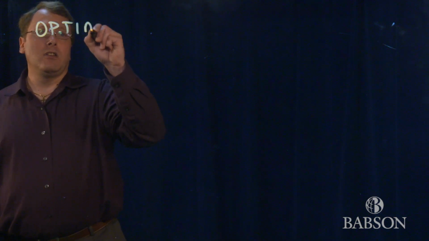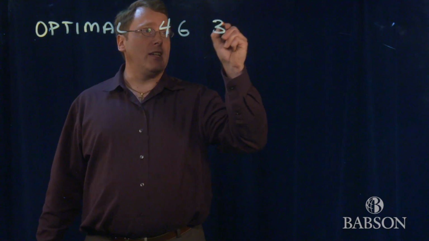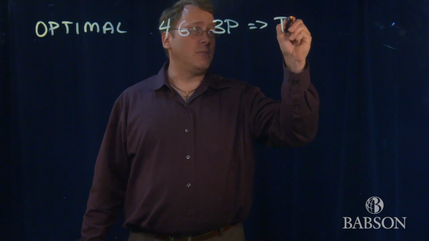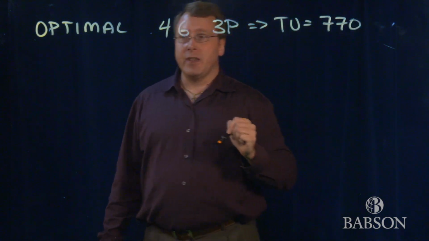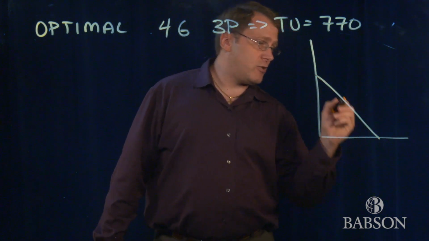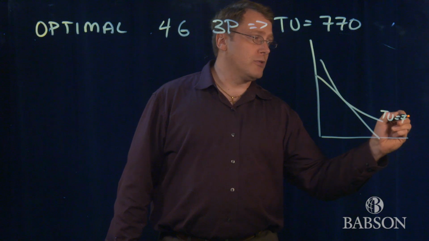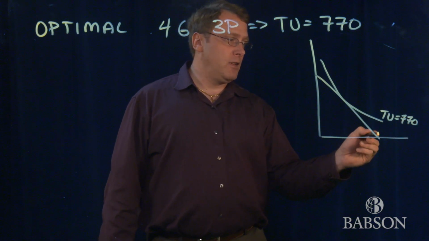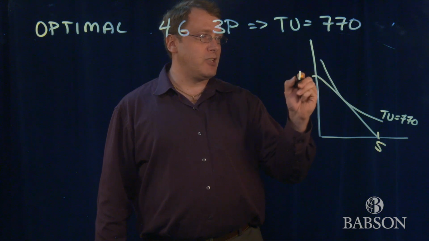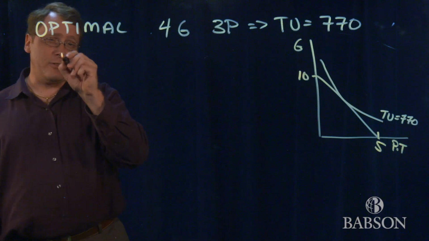Well, what we saw in the optimal combination was that consumers would want 4 ounces of granola and 3 Pop-Tarts, and that gave them a total utility of $7.70. We saw that graphically by considering the budget constraint and the indifference curve. So remember, this indifference curve holds total utility constant, and the endpoints of the budget constraint were based on prices and income. So what would happen if, say, income increased?